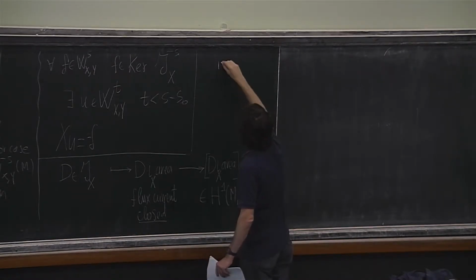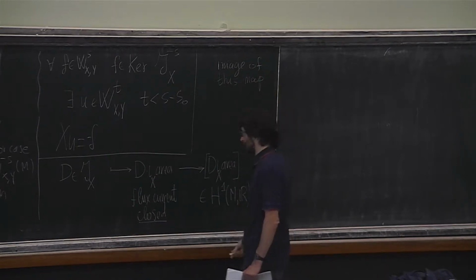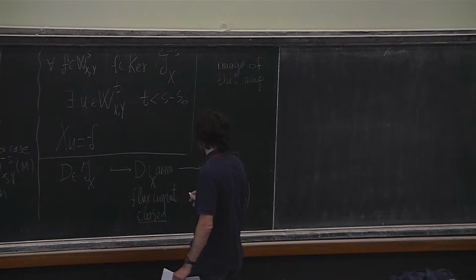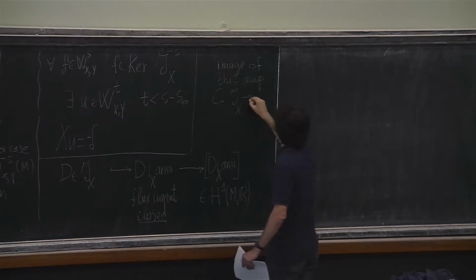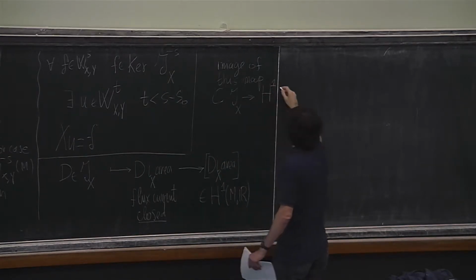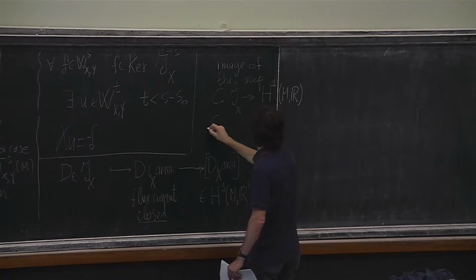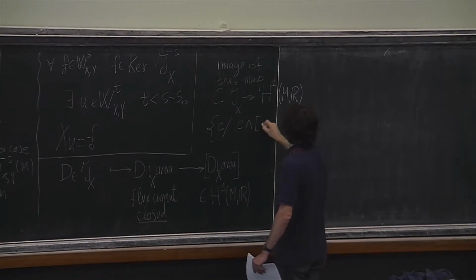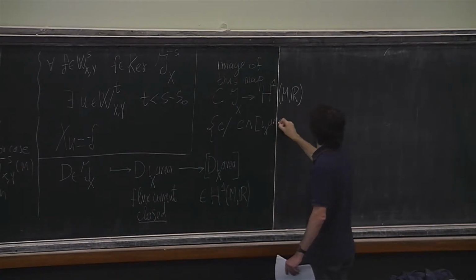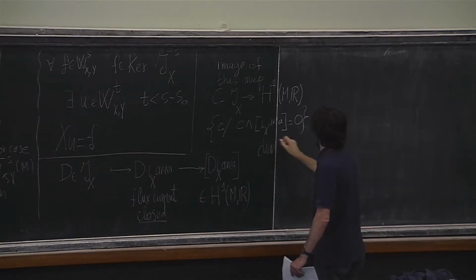the image of this map, maybe I'll call it C from I_X to H^1, is exactly the set of cohomology classes that have pairing with the class dual to the flow equal to 0. So in particular, this has dimension 2g minus 1.